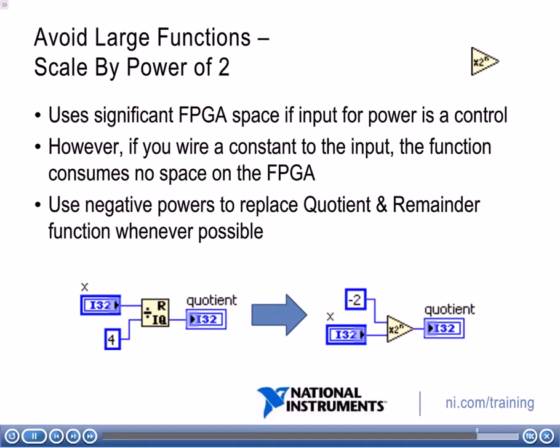So the scale by power of 2 is a very useful function if you ever need to divide by a power of 2. For example, if we look on the left, we're using the quotient and remainder function, and it's trying to divide something by 4, but because it's using the quotient and remainder function, it's going to take up a lot of resources on the FPGA. Now we can change that and make it a lot more efficient by using the scale by power of 2. We're just scaling it by a constant of -2, which is mathematically dividing it by 4 to get our quotient. And that's going to consume no space on the FPGA because it's a simple bit shift.